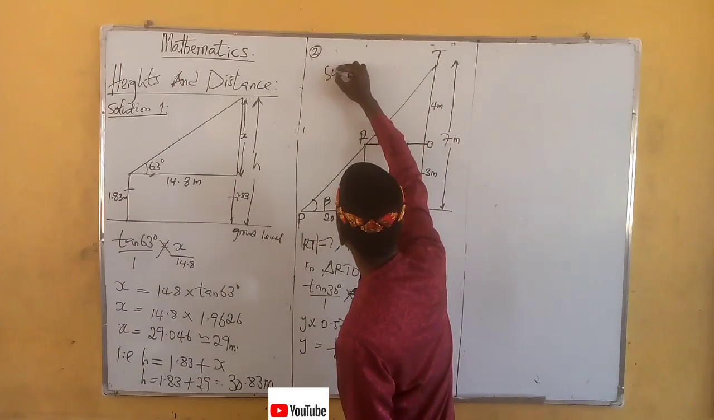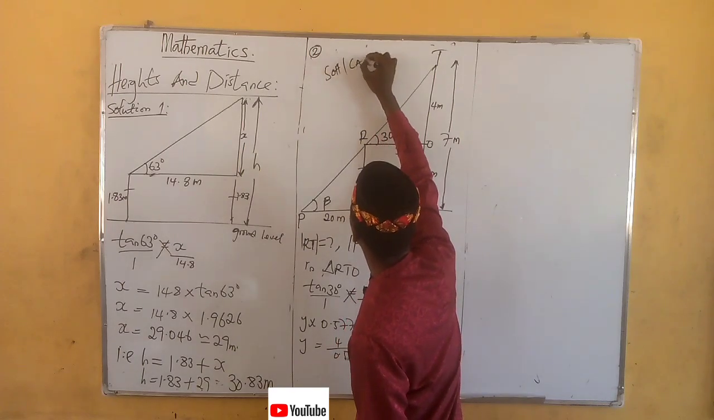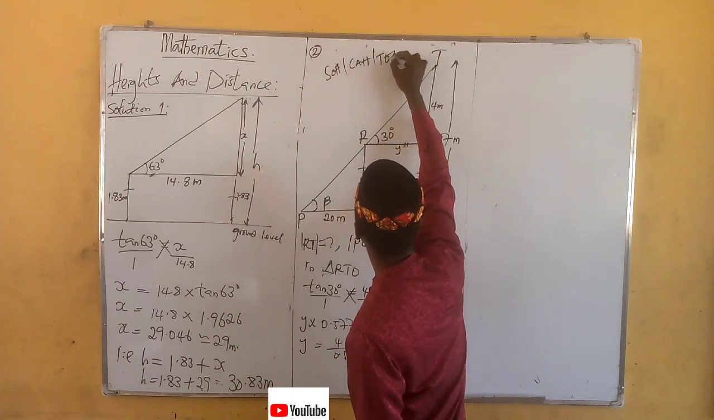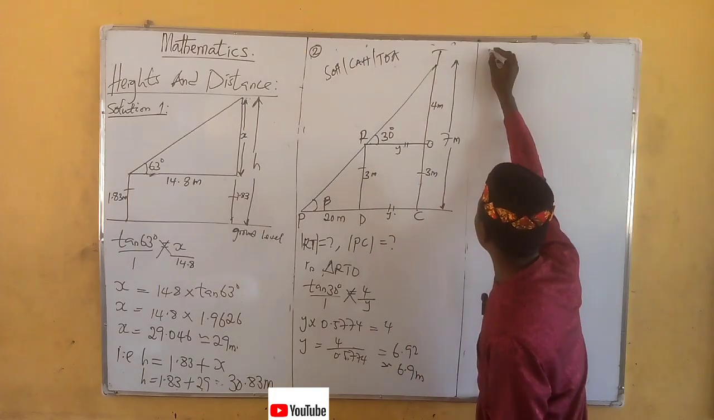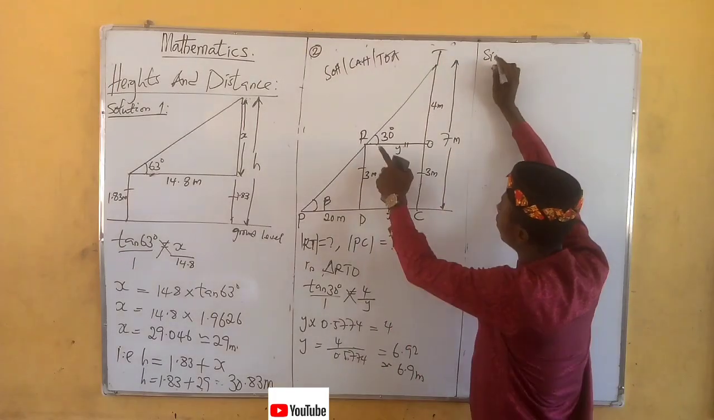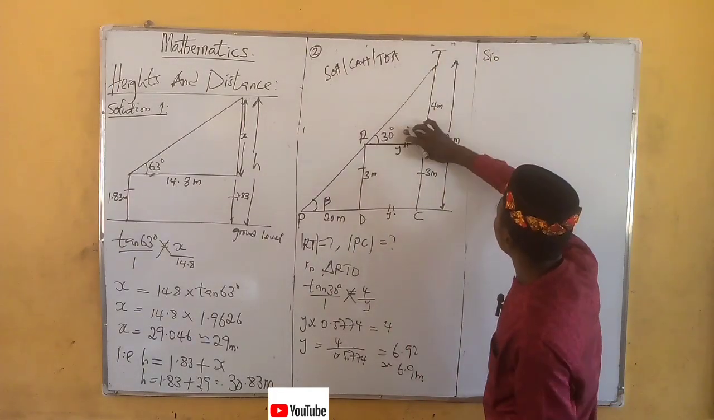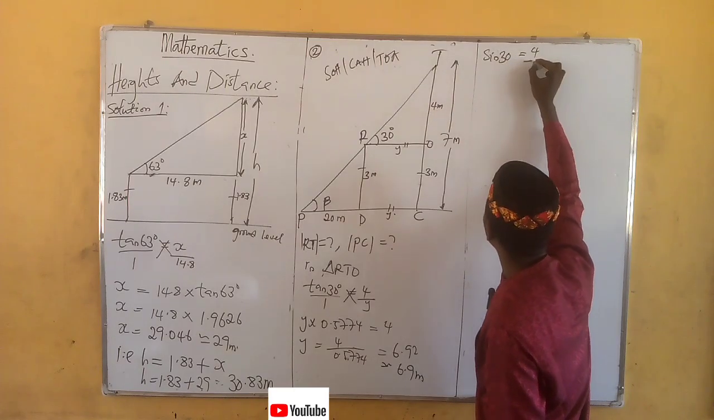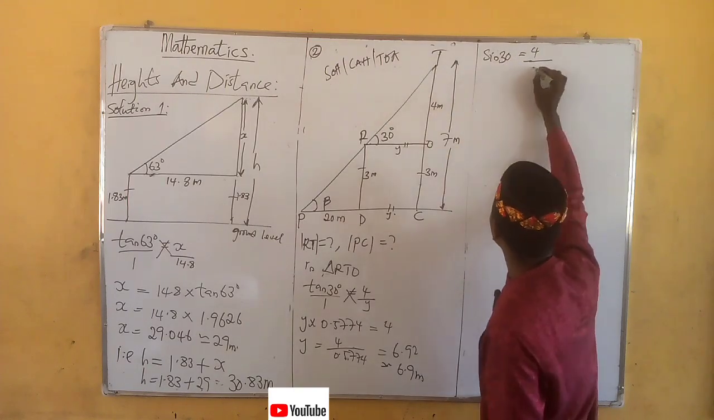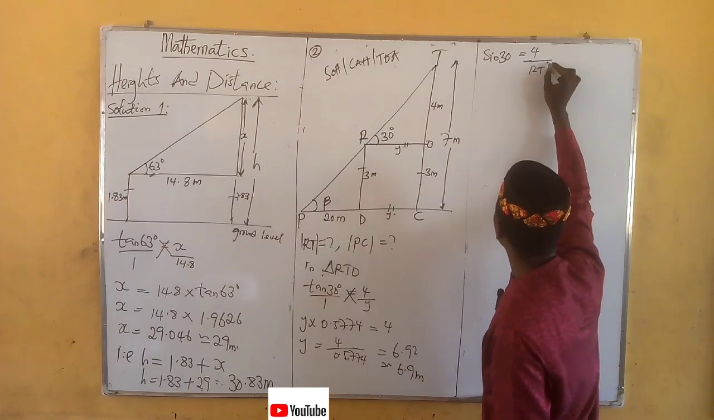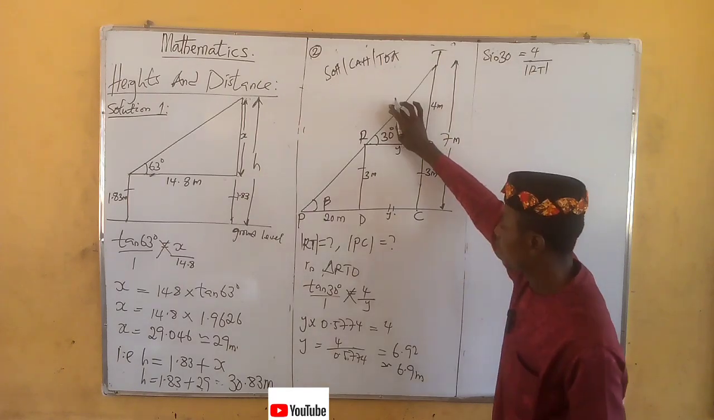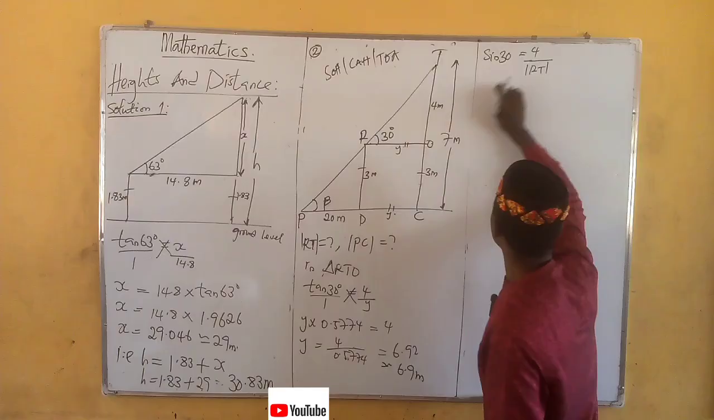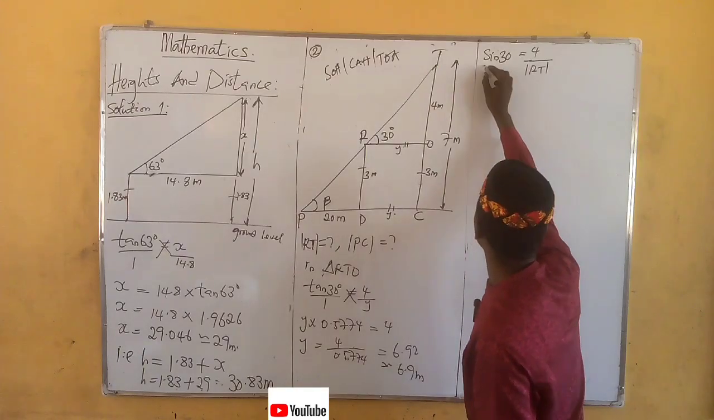Opposite over hypotenuse is sine. So to find our RT now, we are going to use sine 30. The opposite is 4, all over the hypotenuse, which is our line RT. And they ask us to find our RT. That is the first thing. To find our RT now, this is over 1.